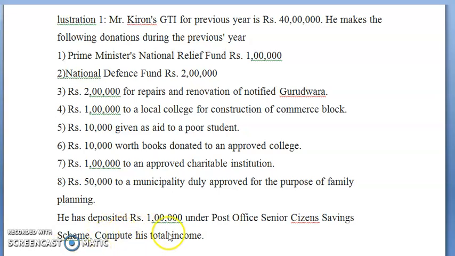We have to compute the total income. Gross total income is given in the problem. We are supposed to calculate the total income. That means from this amount we are supposed to deduct all the deductions which come from 80C to 80U.